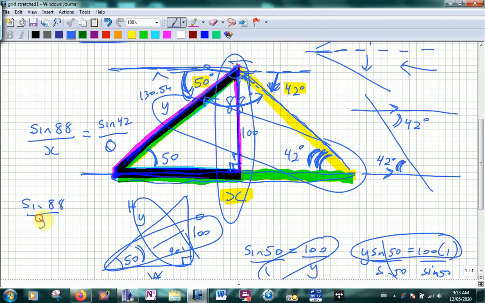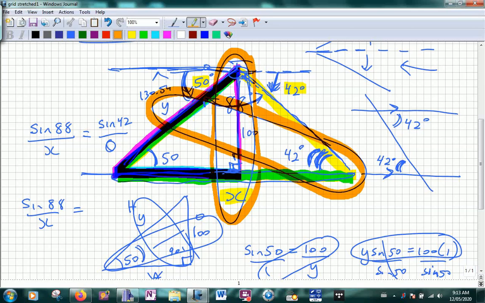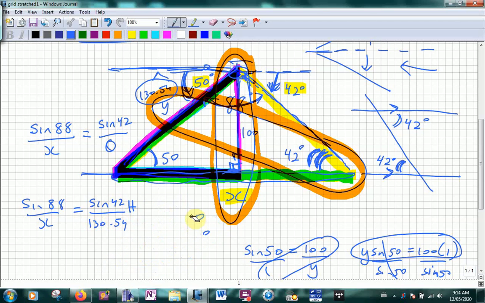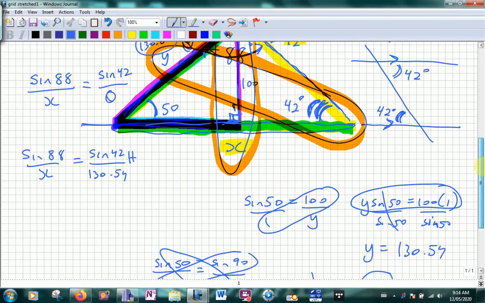So lastly, sine 88 over x. It got pretty messy, didn't it? So sine 88 over x. I'm looking at the big triangle, right? So don't do this. That's not the same triangle. That's two different triangles. You got to do this. Sine 88 over x is sine 42 over, now I know that, 130.54. Cross multiply.